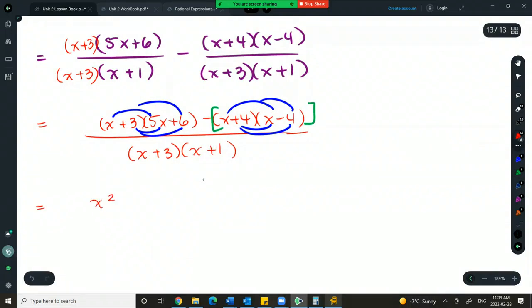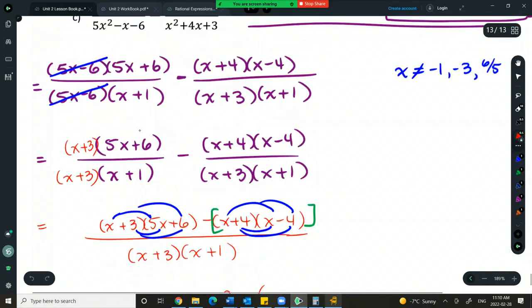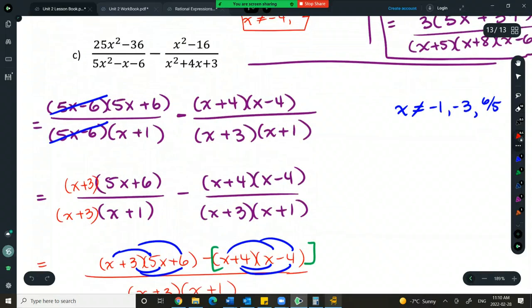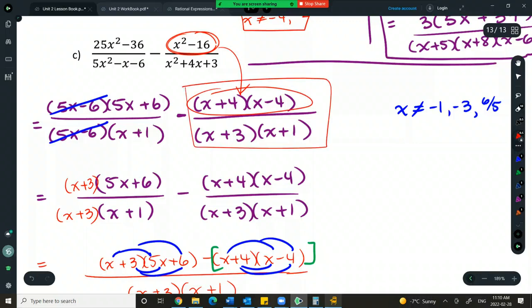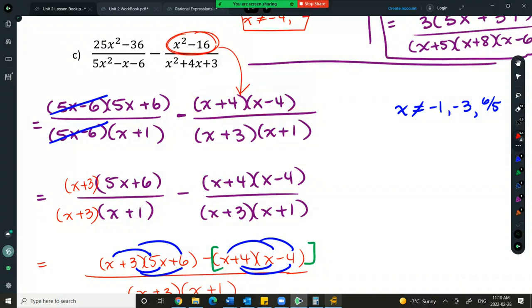Okay, so I'm going to do this quick. We get x squared plus 6x plus 15x plus 18 minus, and actually, when we expand this, notice that this is really just what we had here before, which is x squared minus 16. The reason why we took the step to factor it is just in case we were able to cancel something in that step, then we could have canceled it. But really, this is just going to expand back into x squared minus 16, right?